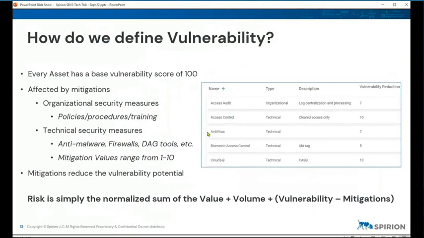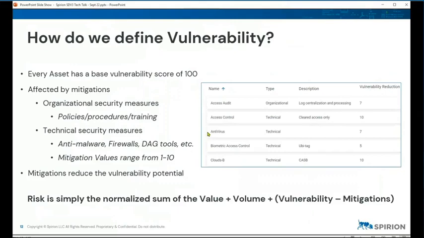Last question, and this one was actually a little bit more difficult than I expected. How do we define vulnerability? Well, the best way for us to define that, at least from what I thought, is to keep it simple. Every asset has a base vulnerability score of 100. Again, baseline, let's get that start of where to begin.